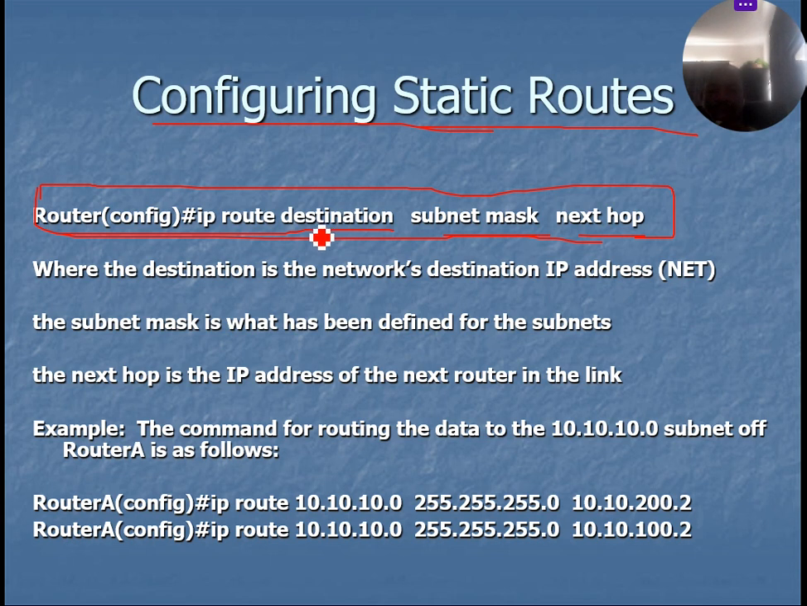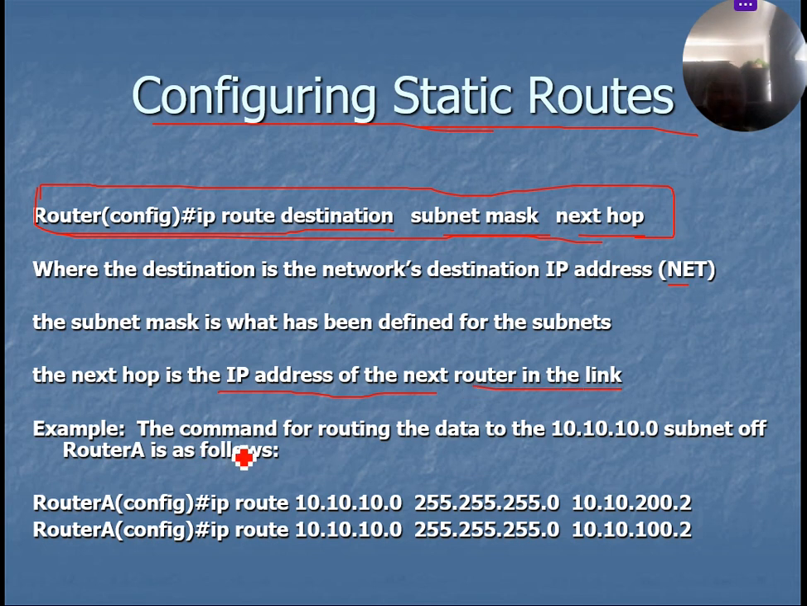In this case, for this example, it's 10.10.10.0. Then we put the subnet mask, which is 255.255.255.0, and then we put the next hop, which for this example is 10.10.200.0. Okay, so the destination is the network's destination IP address, and then we also have the IP address of the next hop and the router in question. The link between the two routers, we also have to establish that.